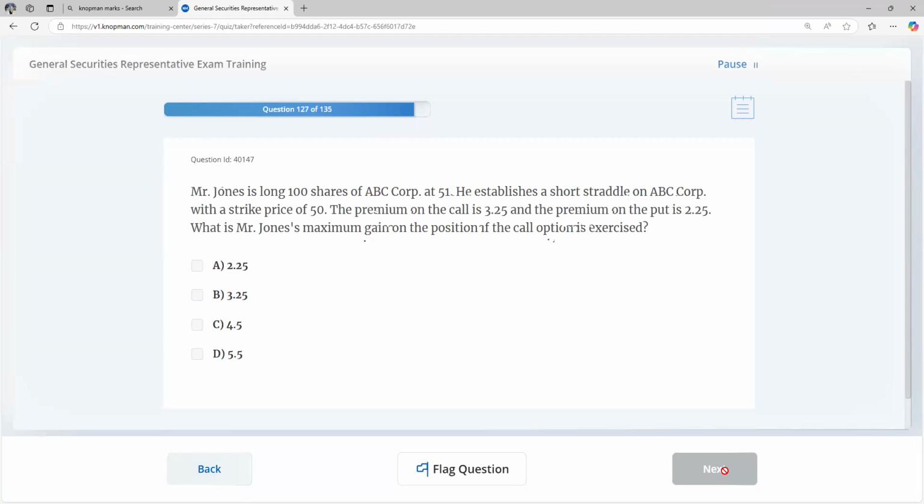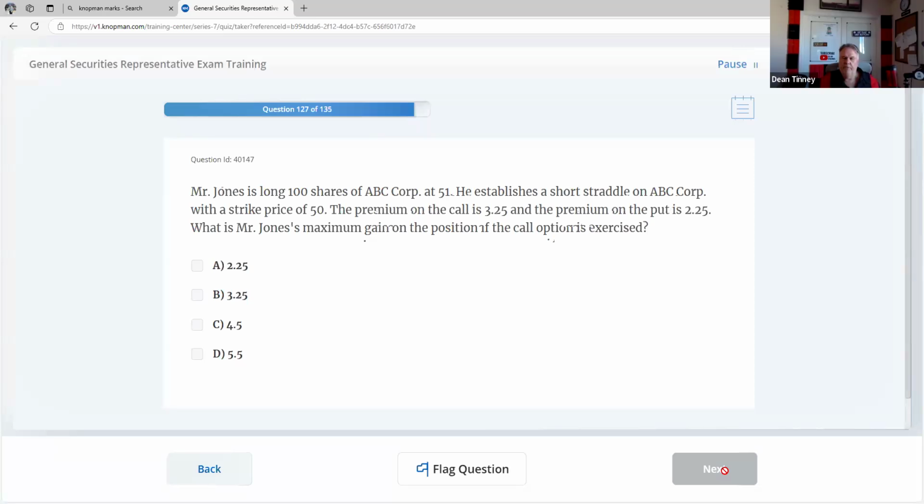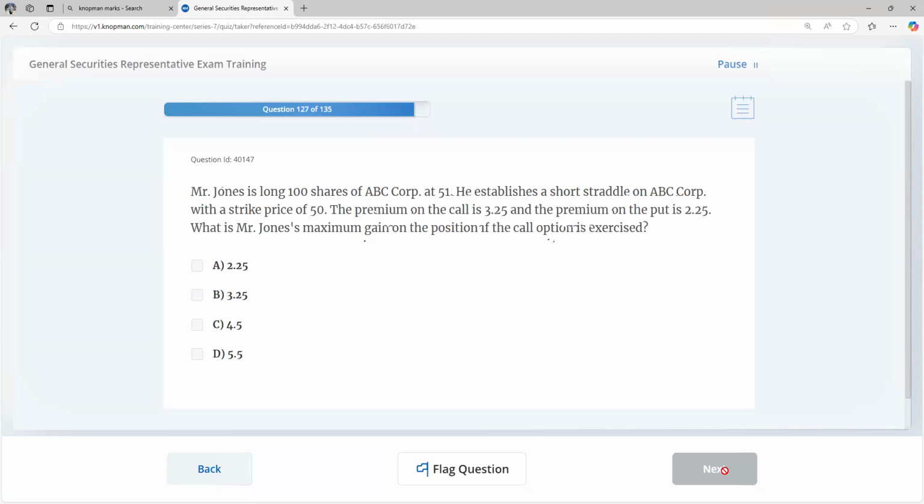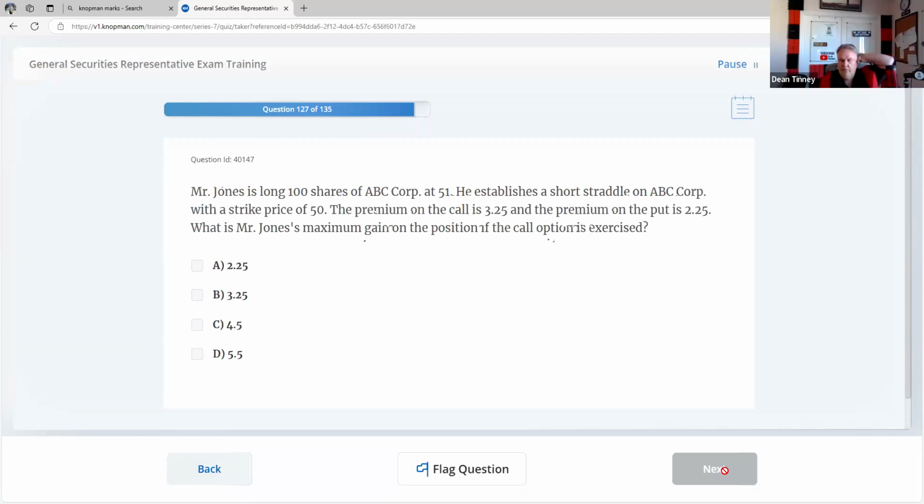Long shares at 51. He said, start out striking. Premium on the call, so 3.25. 2.25. So it's 5.5. Yeah, I'm with you. You're on the right track. Now you've got one more step to do. 5.5, and then subtract that by the 3.25. So 2.25. No, I think you missed it. You're on the right track.